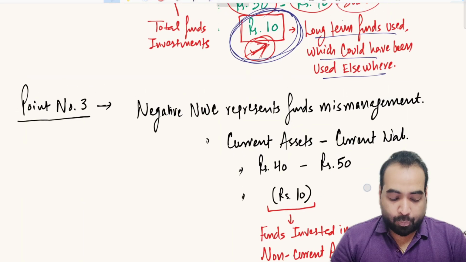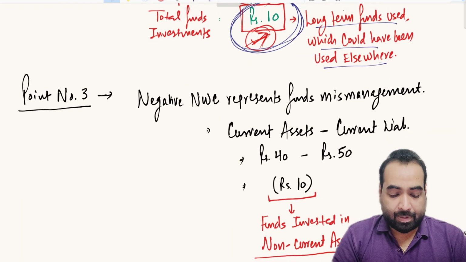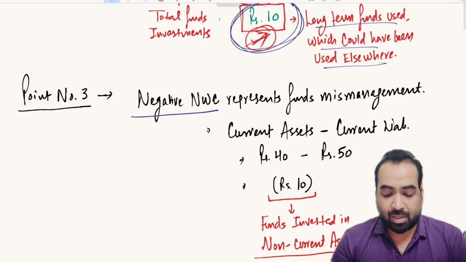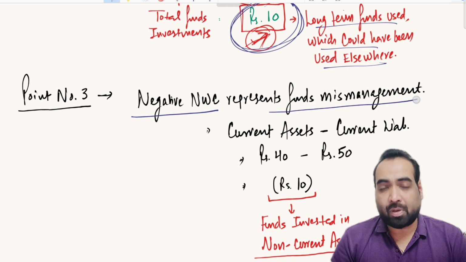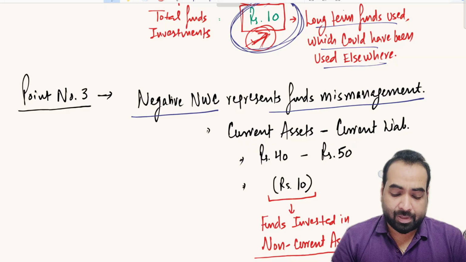Now the last point is point number 3. What does negative NWC represent? It represents your fund mismanagement. We have already discussed it in the previous video itself.